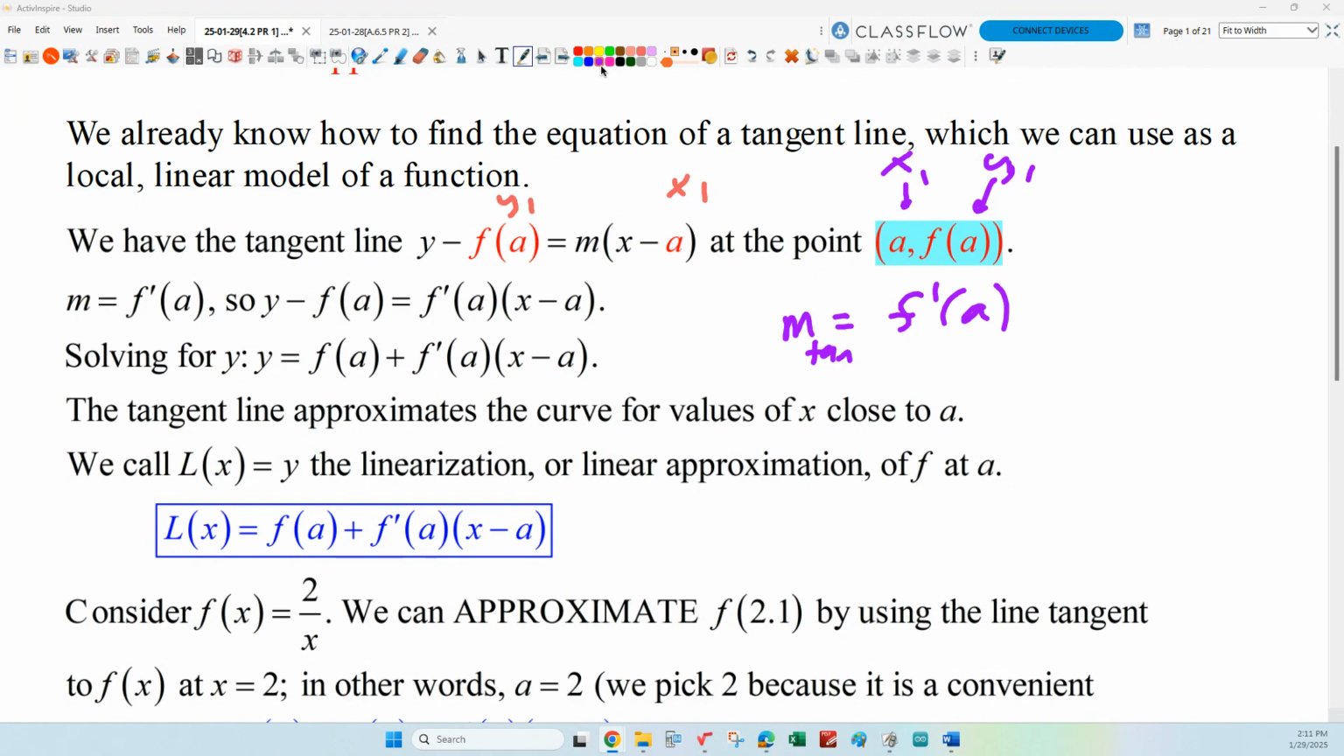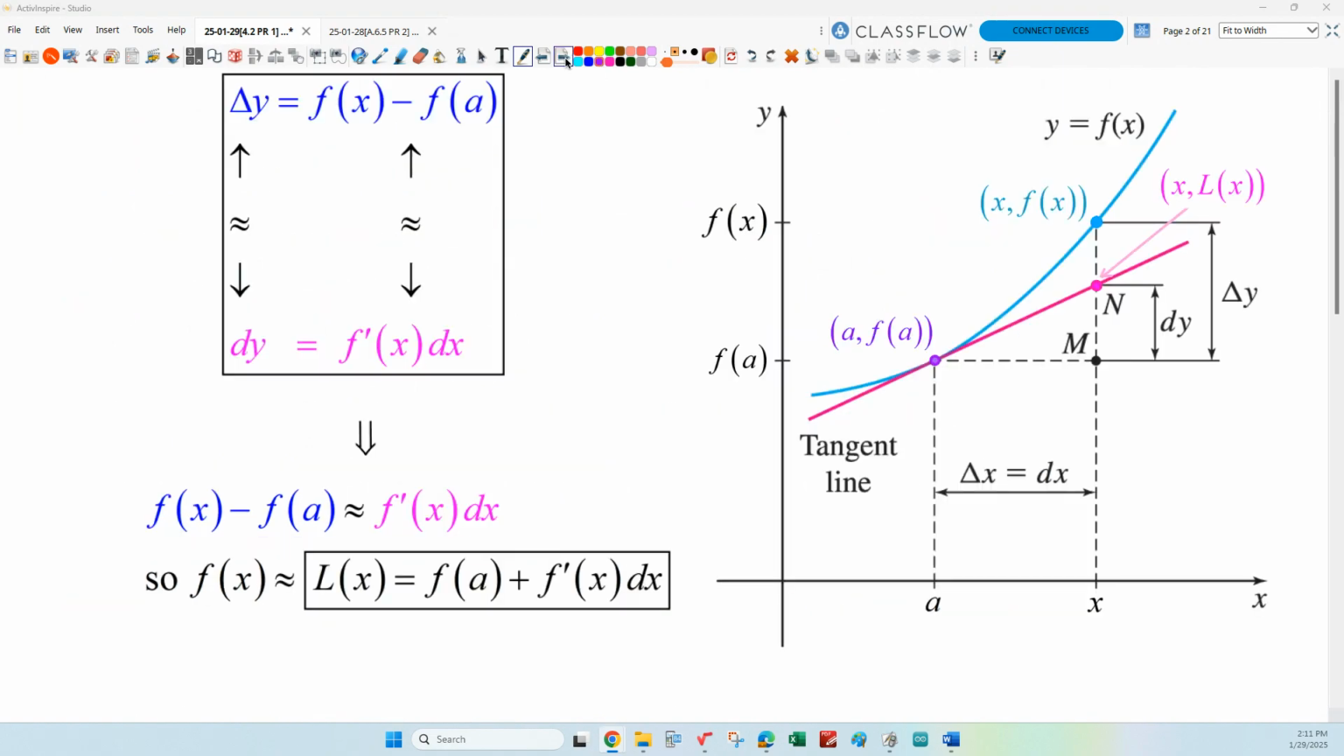And instead of calling it y, we call it L of x, because it's our linearization, our linear function that approximates the function near the point of tangency. So here's a picture that describes this. All I want you to see here is that as long as I'm close to the point of tangency, the tangent line is very close to the function, and it's a good approximation.